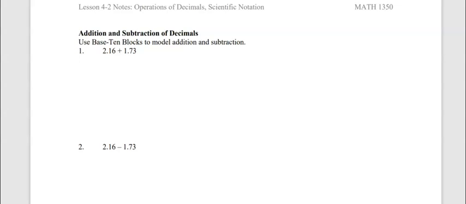Now, the first thing we're going to do is talk about how we would teach adding and subtracting decimals using those base 10 blocks. And the first thing that I always want you to do when we're using those base 10 blocks is to define the value of the blocks. If you'll recall from the last lesson, the smallest place value will always be the small cube. And so the small cube for this particular problem will represent a hundredth, because a hundredth is the smallest place value in the problem.